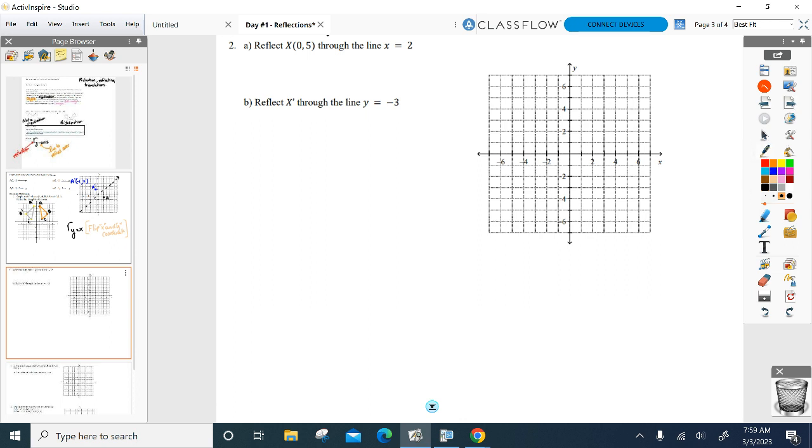All right, let's take point X, 0, 5. So let's grab, where's 0, 5? I did that on purpose. Where's 0, 5? Should be on the y-axis, right? Right here. Okay, here's what we just talked about. Reflected over the line, x equals 2. X equals 2. What type of line are we talking about? Vertical, yep. Vertical line going through 2, everyone. Okay, so I got this vertical line going through 2.